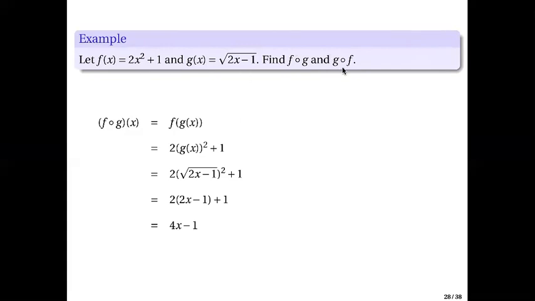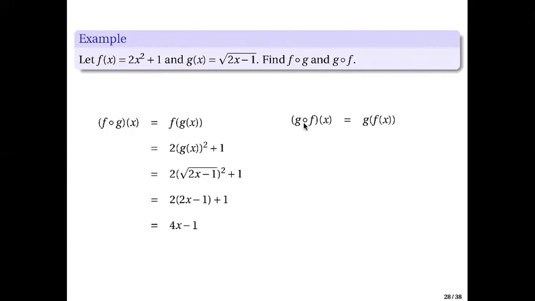What about g circle f? So this time, you want g circle f. This time, it is the f of x that is being evaluated in g. So look at the positioning. F circle g of x, f of g of x. G circle f of x, g of f of x. So the arrangement remains the same. F, G here. Here, G, F.